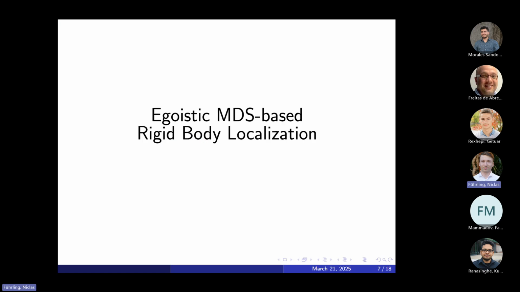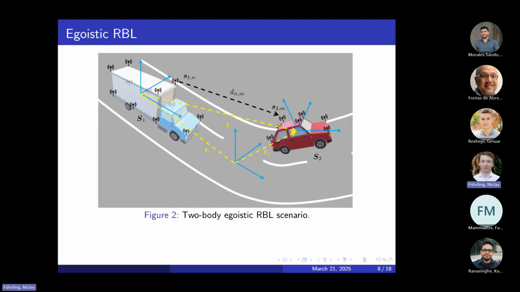Good. Then let's go back to the title. The title was Egoistic MDS-based Rigid Body Localization. Now we will explain why it's called egoistic and how we use MDS, which stands for multidimensional scaling, in the proposed method. So now we can first consider this scenario.